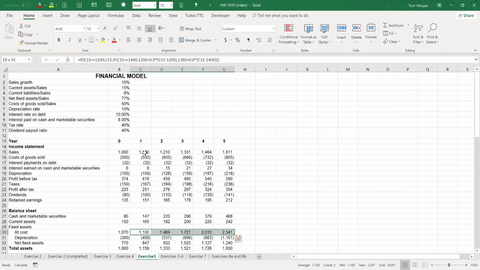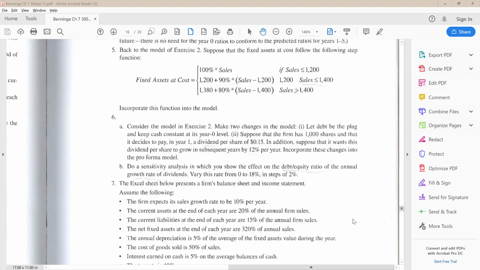We can copy it to the right. And now we're following the step function given in the problem. Moving on to exercise 6.